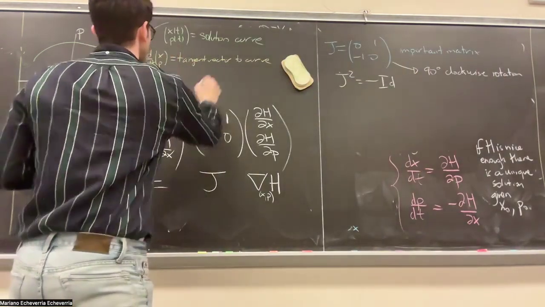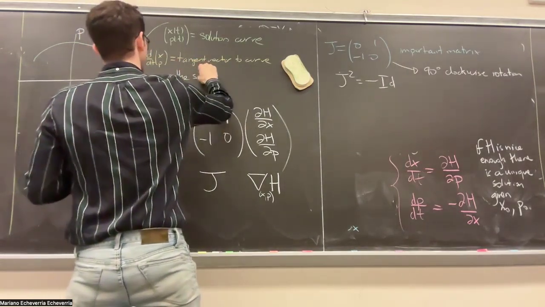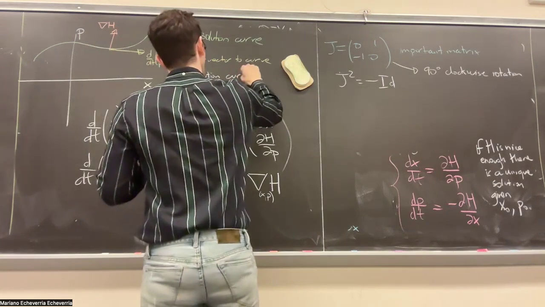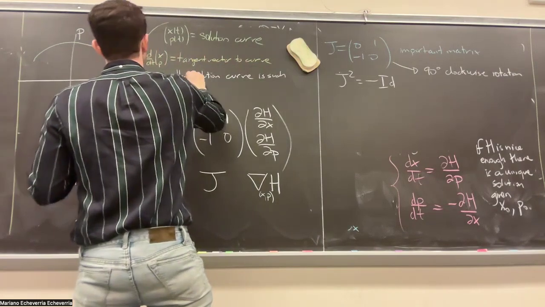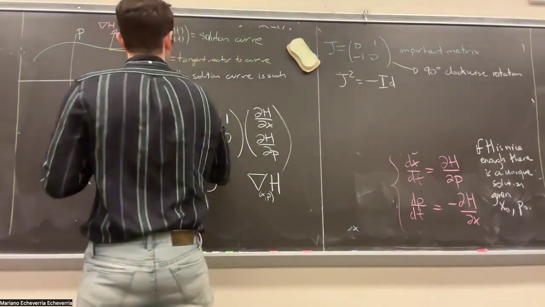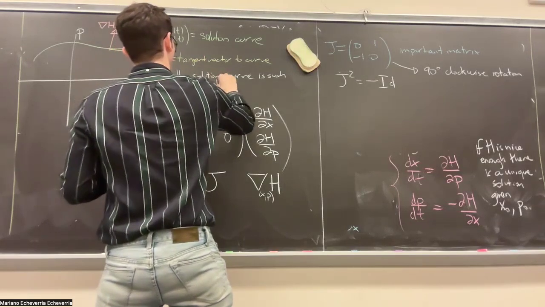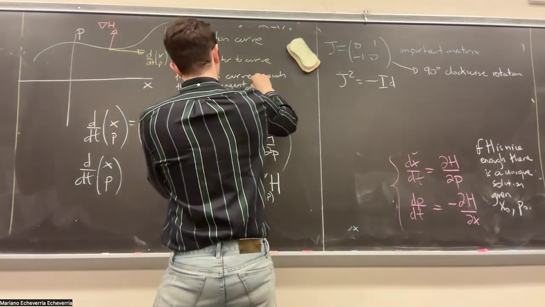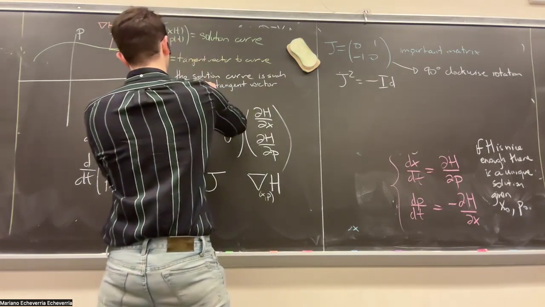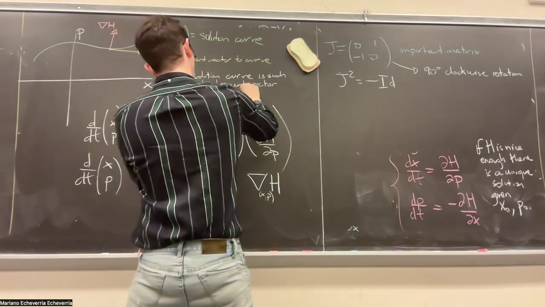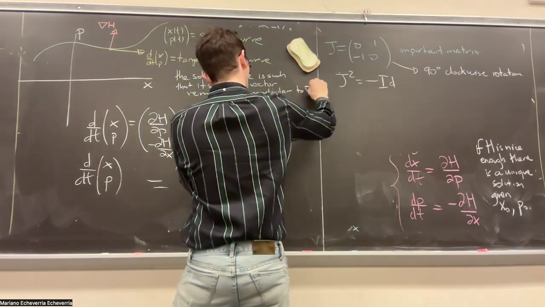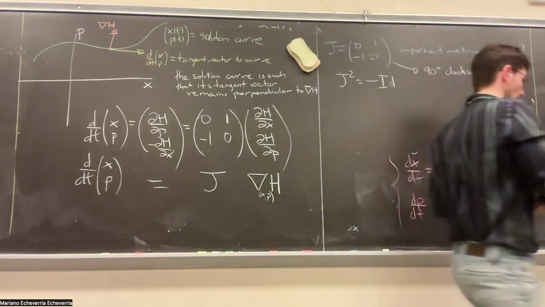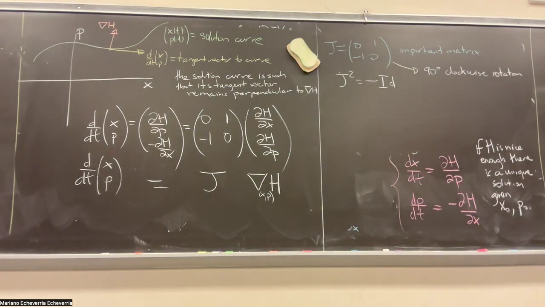So the solution curve is such that this tangent vector remains perpendicular to the gradient of h. Are there any questions about this?